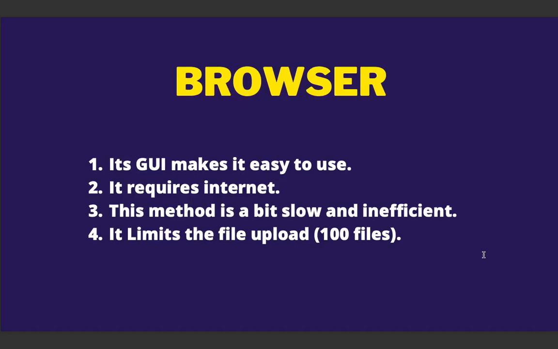The third point is this method is a bit slow and inefficient. Yeah, I have seen it getting slow while uploading asset files. For example, if you want to upload images and videos, if you have a large number of images and big sized images, it gets slow and a bit inefficient. The fourth point is it limits the file upload to 100 files. That means you can only upload 100 files in one go.